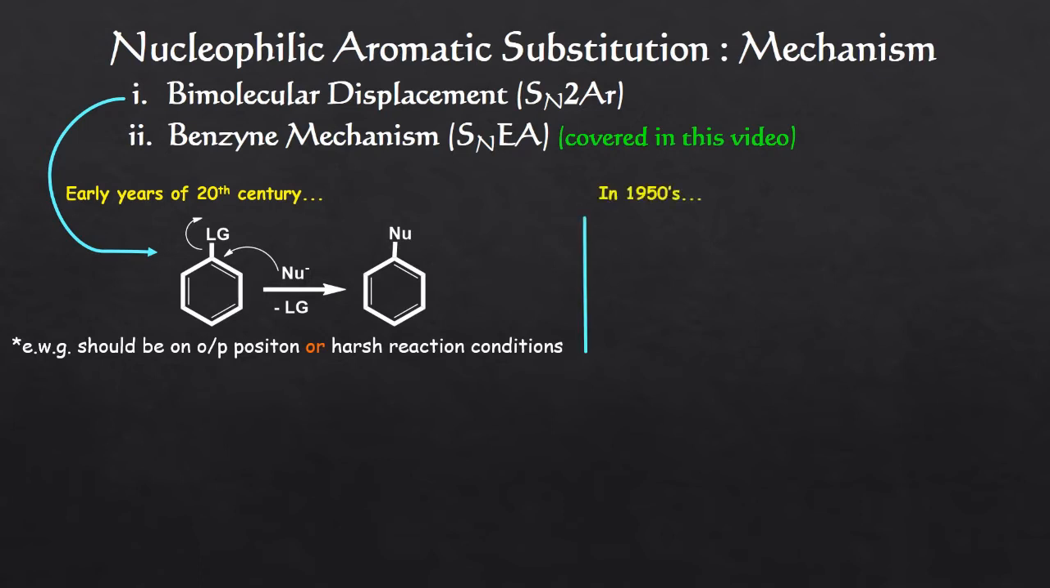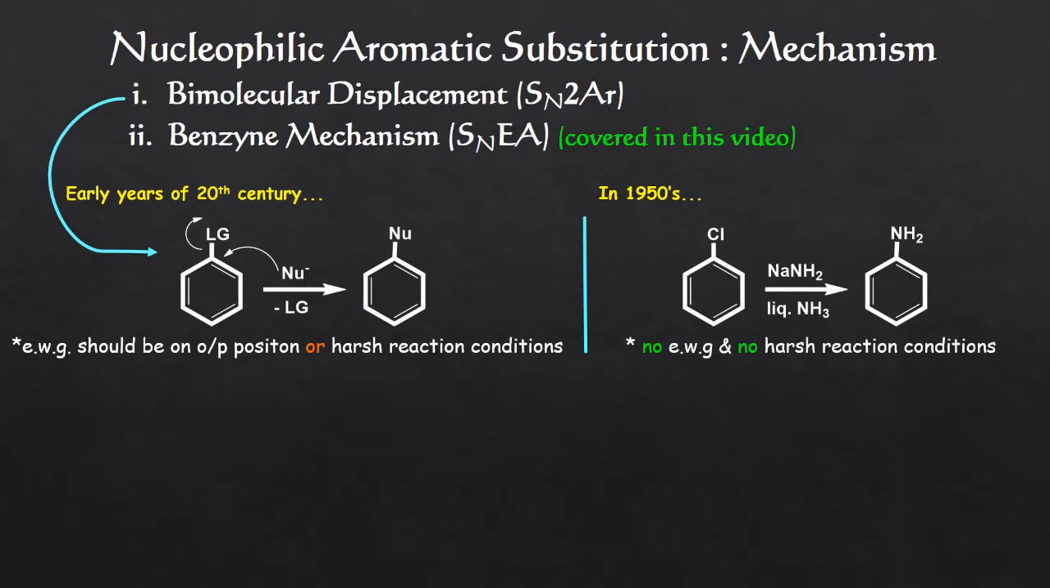But somewhere in the 1950s, when unsubstituted chlorobenzene was subjected to nucleophilic substitution in the presence of sodamide and liquid ammonia, the formation of aniline took place very rapidly without any harsh reaction conditions. So this reaction was against the earlier mechanism. It was clear that this reaction was not following the SN2AR mechanism, and there must be some other possible mechanism to justify this reaction.